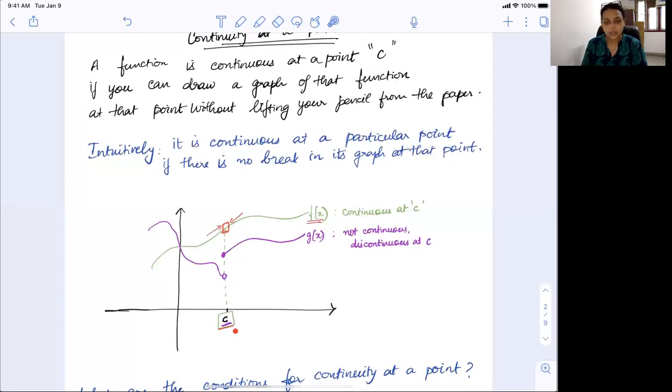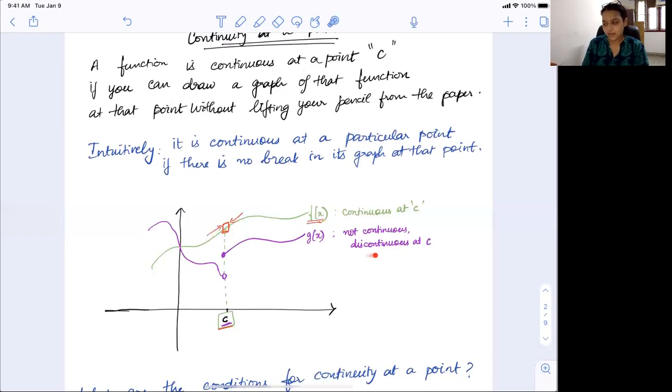Now, in this case, let's look at the case of C, where C is any constant, or x is equal to C, or any particular value. If you look at the function in green, f of x, when I draw this function, as I cross C, there is no break. I just drew it in a very smooth fashion. There's no break at C. So f of x is continuous at C.